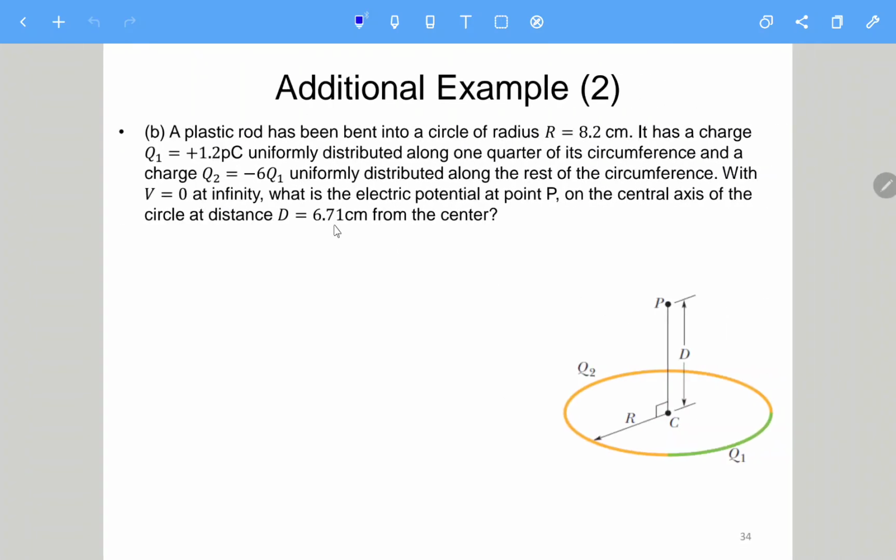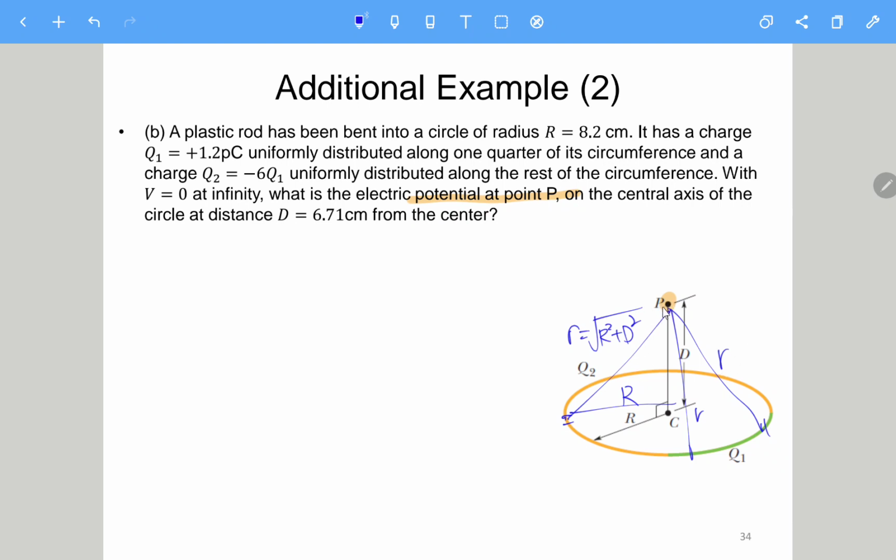For the second question, it asks the same thing, but it asks what is the potential at point P. Point P is here. PC is perpendicular to the circle and goes through the center point. So every point on the circle to this point is still a constant distance. This is R, this is D, so this small r is the square root of R squared plus D squared. For every point it will be like that. So if you only need to calculate the potential, it will still be easy.